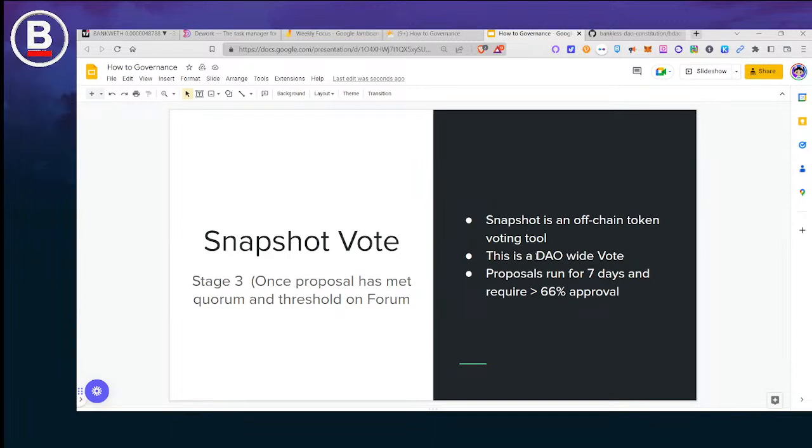Snapshots are gated by token holders. You need at least one BANK token to vote in Snapshot proposals. And in Snapshot proposals, the more BANK you have, the more power or weight your vote has. And generally, proposals run for 7 days in Snapshot and require more than 66% approval.